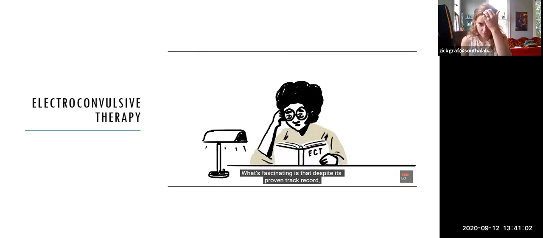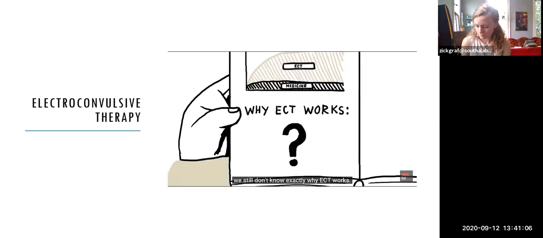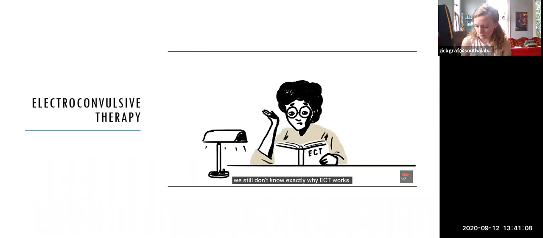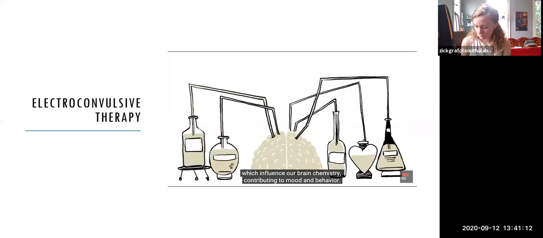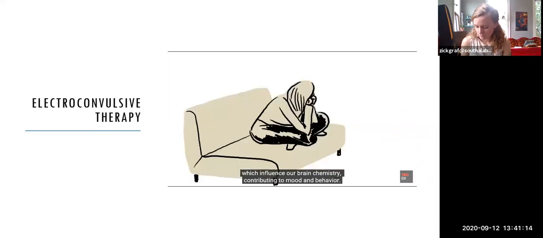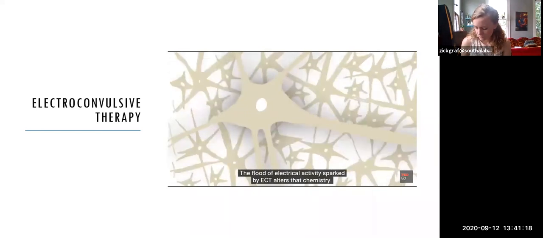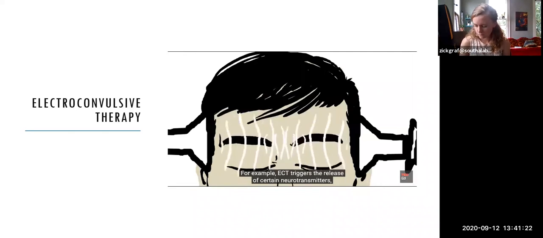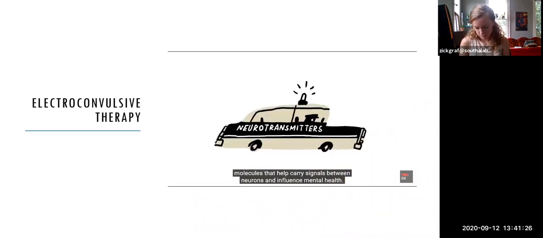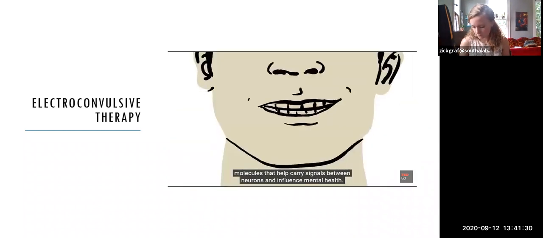What's fascinating is that despite its proven track record, we still don't know exactly why ECT works. Neurons in the brain communicate via electrical signals, which influence our brain chemistry, contributing to mood and behavior. The flood of electrical activity sparked by ECT alters that chemistry. For example, ECT triggers the release of certain neurotransmitters, molecules that help carry signals between neurons and influence mental health.